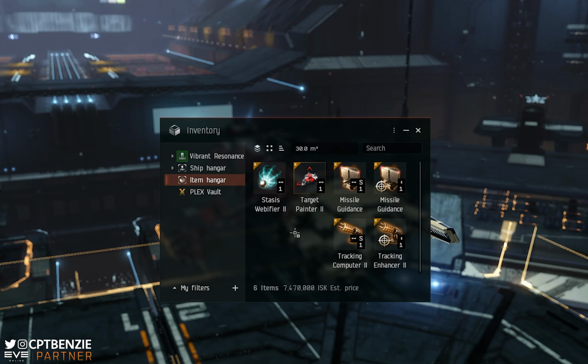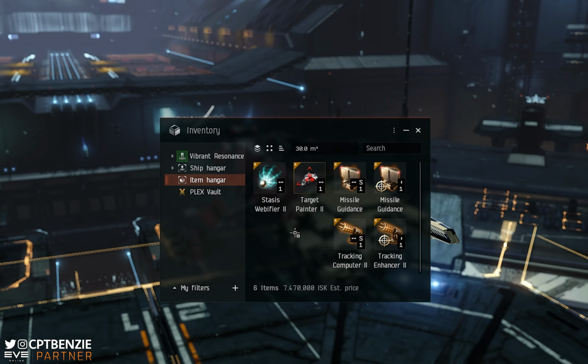Now, obviously, the major point about a Stasis Webifier as well is that it does slow your target down, which means they are less likely to escape. Combine that with things like a warp disruptor or a warp scrambler, and you can actually hold a target in place really quite nicely. They are not going to be able to run away from you. So that is another benefit of the Webifier that the others do not have. So that should be taken into consideration depending on what you're attempting to do.